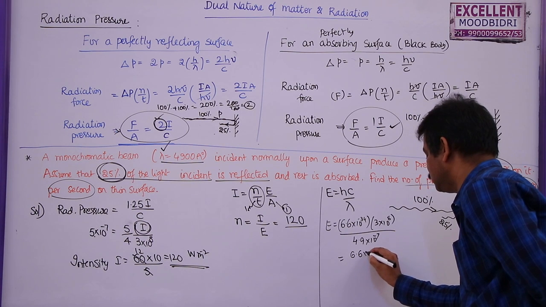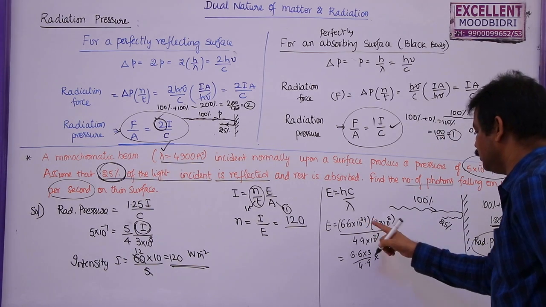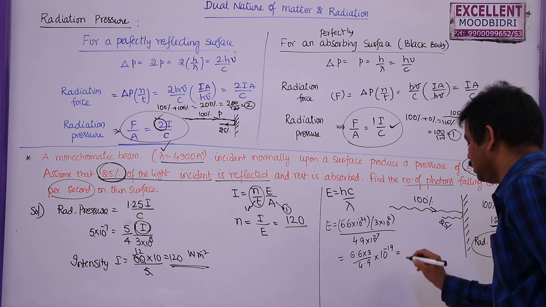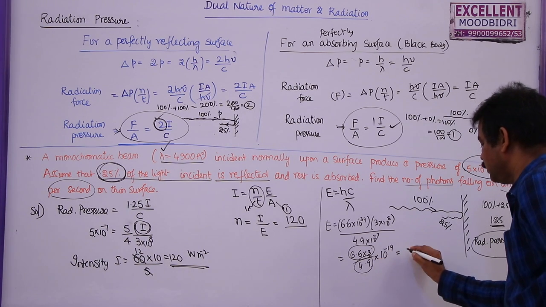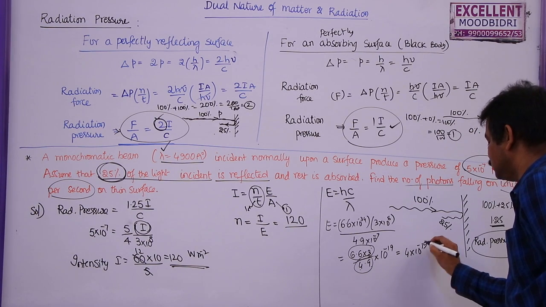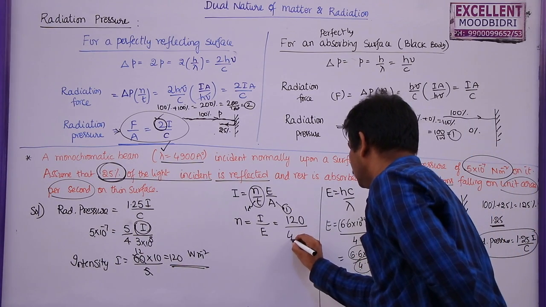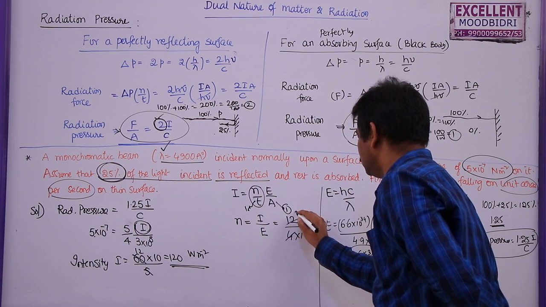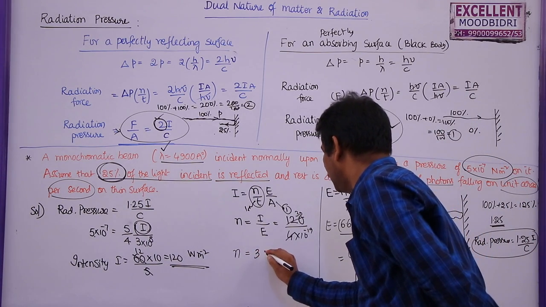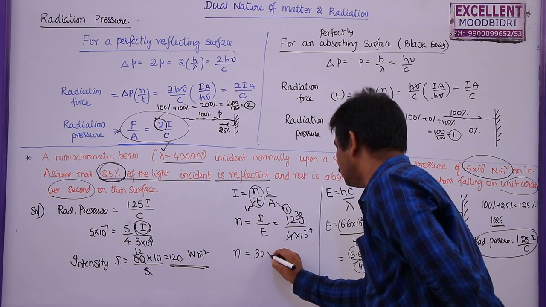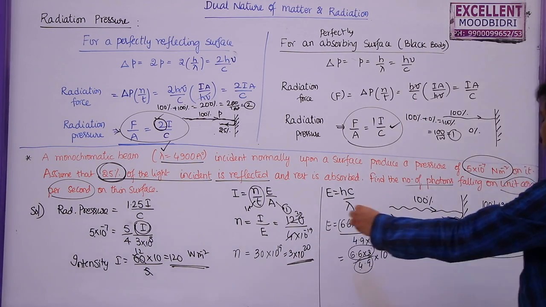So now we have to do this 6.6 into 3 by 4.9, 10 power minus 34, this minus 7, 10 power minus 27, this will become 10 power minus 19. So 6.6 into 3, nearly 20. This 4.9, nearly 5. So 20 by 5 will be 4 into 10 power minus 19. This is the energy of each photon. So divide this total intensity with the energy of each photon, which is equal to 4 into 10 power minus 19. 4 1s, so 4 30s. So the number of photons incident per second per unit area is given by 30 into 10 power plus 19, or 3 into 10 power 20. So this many photons are incident on this one.